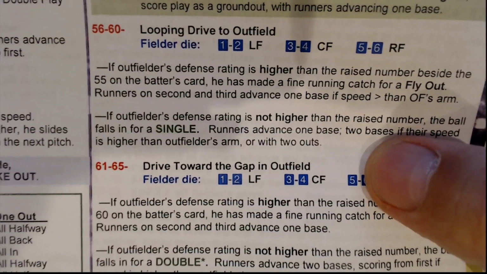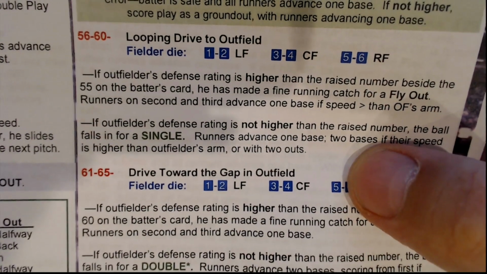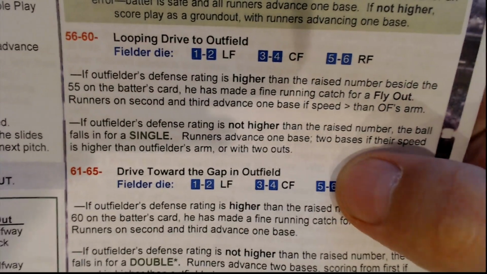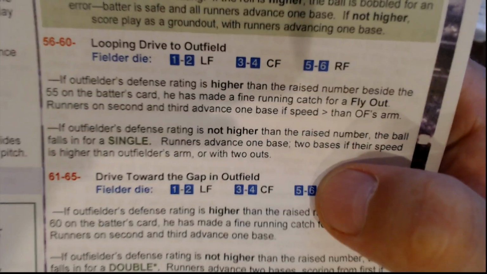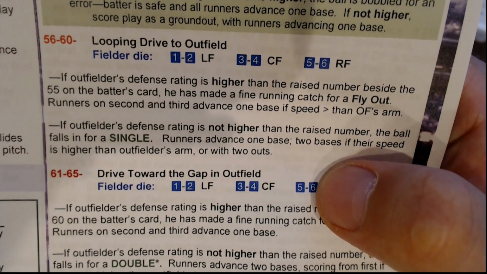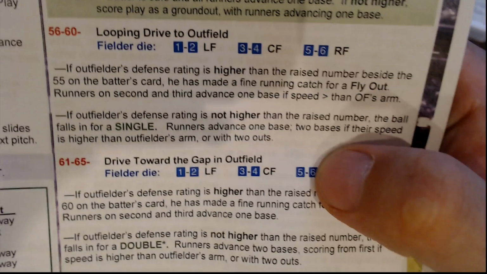So look at the bottom of our chart here. If the defensive value is not higher than the raised number, the ball falls in for a single. Runners advance 1 base, 2 bases if their speed is higher than the outfielder's arm, or there's 2 outs.